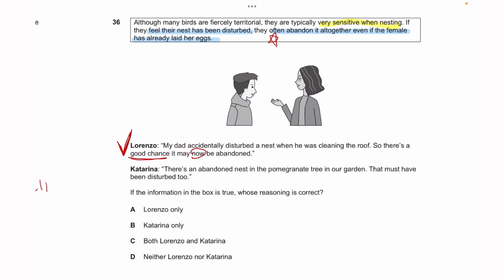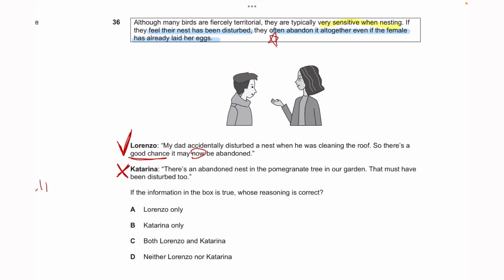Now, if we have a look at Katerina's reasoning in detail, it says, there's an abandoned nest in the pomegranate tree in our garden that must have been disturbed too. Katerina's reasoning is incorrect, because in actual fact there could have been other reasons why that nest was abandoned. We don't even know if it was a bird's nest, it could have been another animal's nest and so forth. So there isn't enough clear information for Katerina to deduce that it was a disturbed nest by a bird.